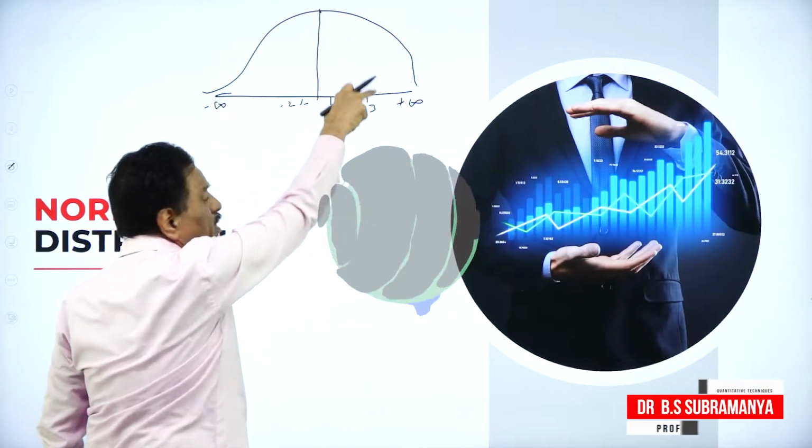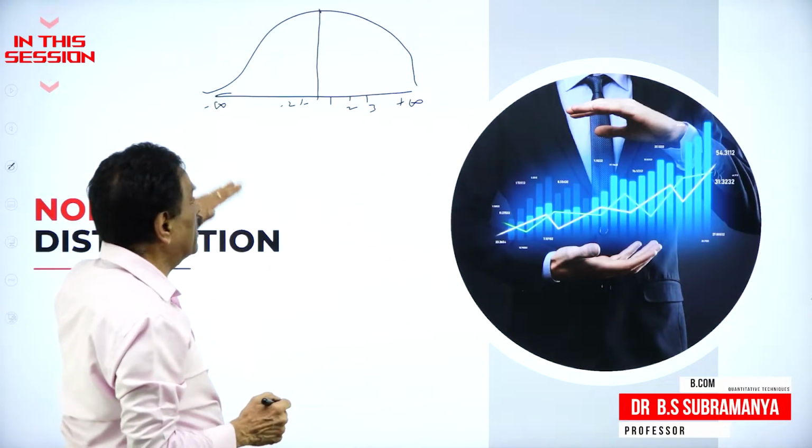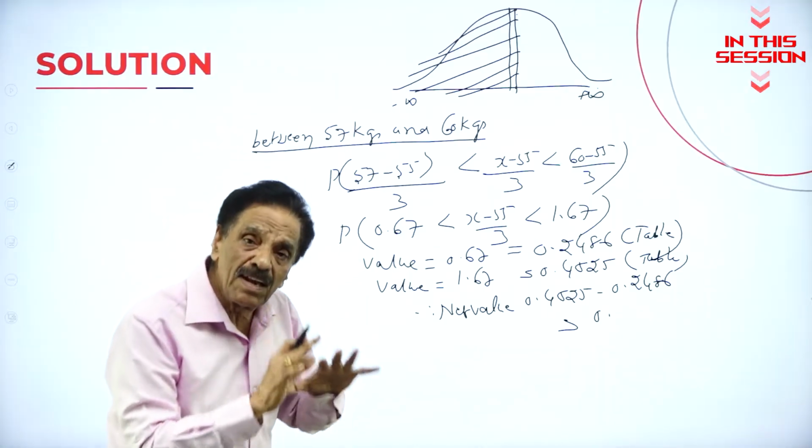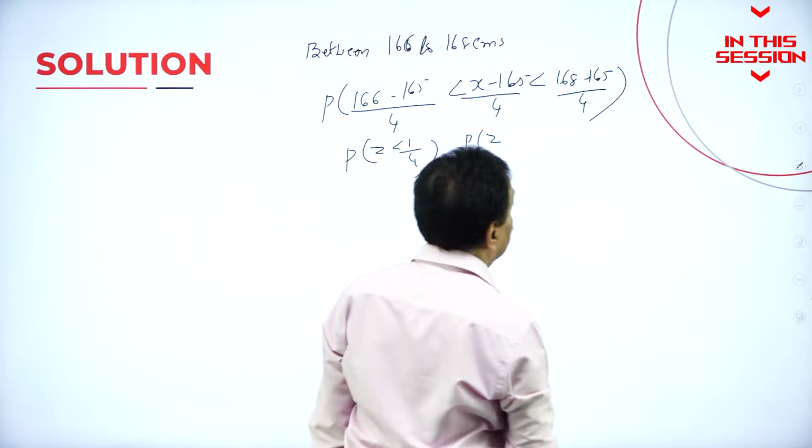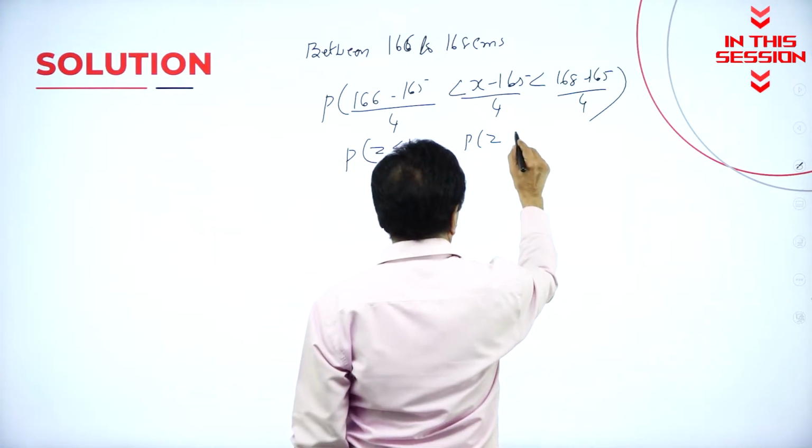It's a normal distribution curve, we say. The entire curve is equal to 1. So what does the law say? From the highest figure, you have to deduct the lowest figure. 168 minus 165 is z less than 3 divided by 4.